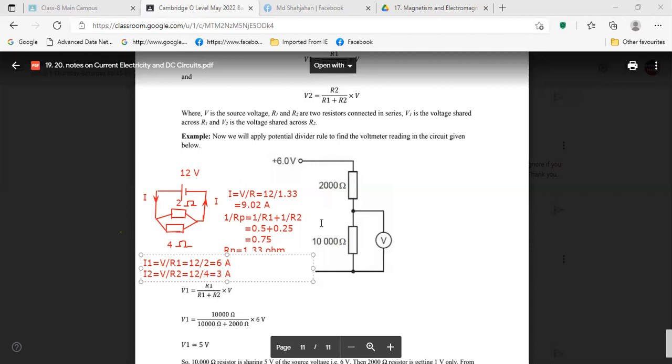So have you understood that how much current will flow depends on their resistance? If the resistance is less, the current will be more. You see, for the first one, the resistance is 2 ohms. That's why our current is 6 ampere. And the second one, we have resistance 4 ohm. That's why the current is becoming half. If the resistance is double, the current is becoming half. Have you understood this, everyone?